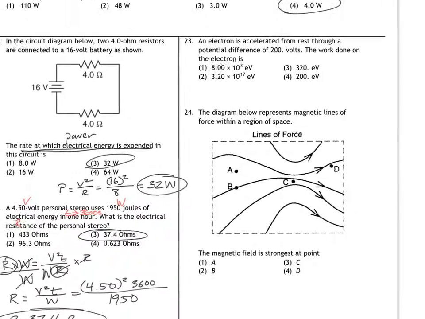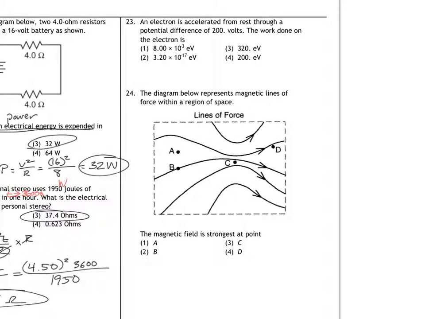And in 23, it says that we have an electron accelerated from rest through a potential difference of 200 volts, and they want to know how much work is being done on that. So I just looked at the answer choices and noticed they were all in electron volts, which reminded me that 1 electron volt is equal to 1 electron being pushed through 1 volt of potential difference. So essentially what they're asking me is how much work or how many electron volts are needed to move 1 electron through 200 volts. So I think it stands for logic here that the answer would be 200 electron volts, which is choice 4, and also my final answer.